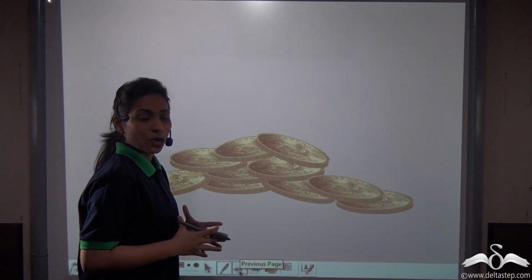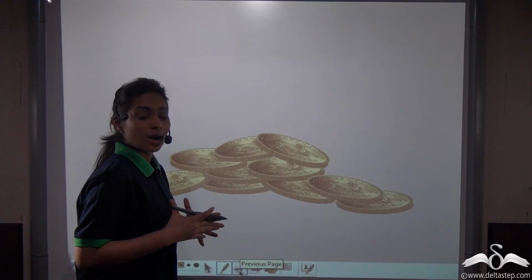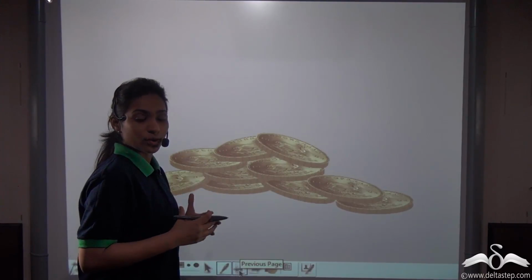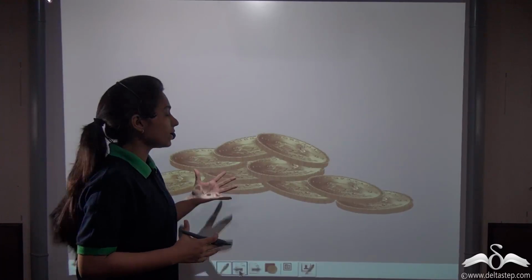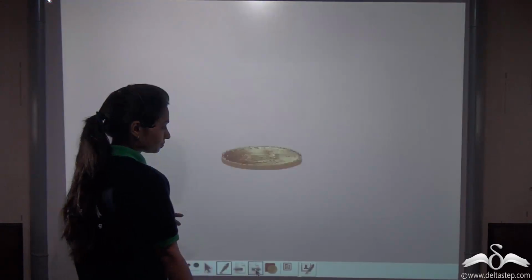Once there was a man who had some gold coins. Now he wanted to use the gold of those coins to make some jewelry. So to find out how much gold he has, he stacked up these coins.